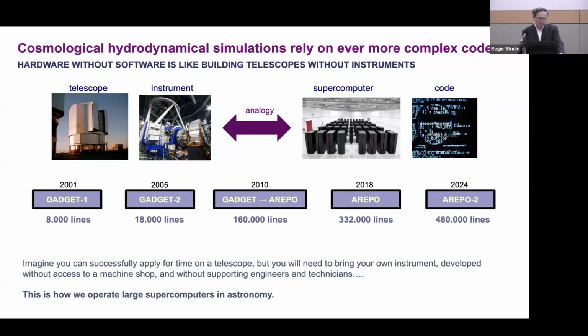It's a bit like we apply for time on a supercomputer, but of course we have to bring our own code, and we don't get any money to develop this code. This is a bit like if you applied for observation time on a telescope and were asked to bring your own instrument. But this is how we still operate large supercomputers in astronomy.